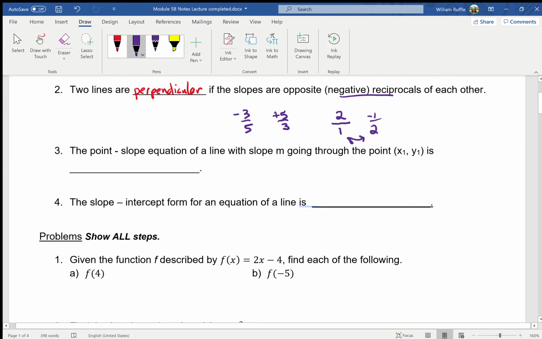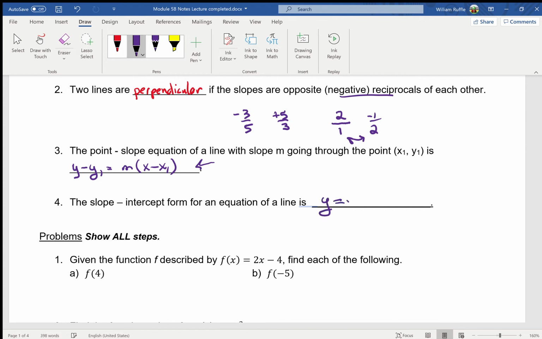The point-slope equation of a line, and we're going to need this formula a lot, is y minus y1 equals m times x minus x1. We're going to be using this point-slope formula to find the slope-intercept form. And just as a reminder, that's y equals mx plus b.